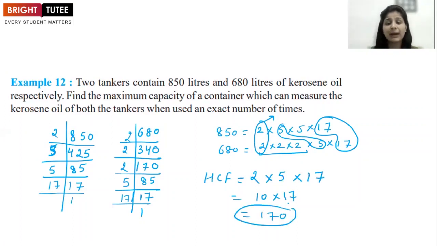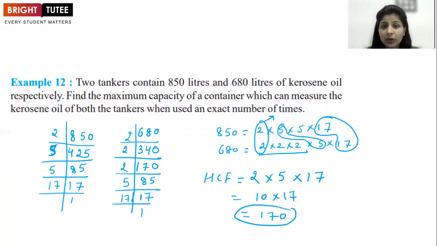So the maximum capacity of that container using which we are measuring the kerosene oil of both the tankers, 850 liters and 680 liters, should have the capacity as 170 liters. So this is the maximum capacity of that container. So whenever maximum would be asked, we are going to find out the HCF. Minimum or lowest or the least, we find out the LCM.